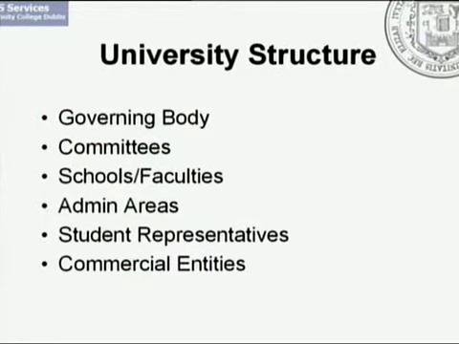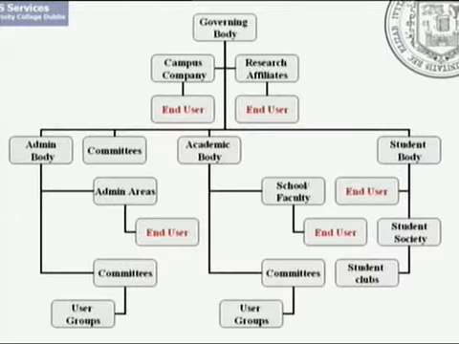So, okay, you've got a governing body, but then underneath that you may have different committees governing different areas, schools and faculties, your admin areas, the student body and their activities, and you may also have campus companies, commercial entities working maybe within research departments or on their own in your university. And you may find it looks a bit more like this.